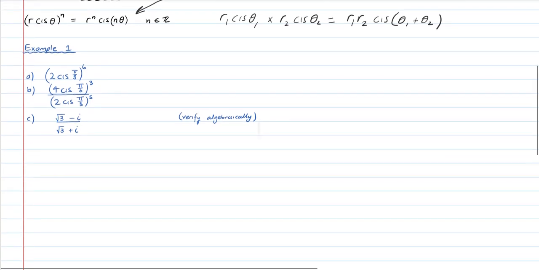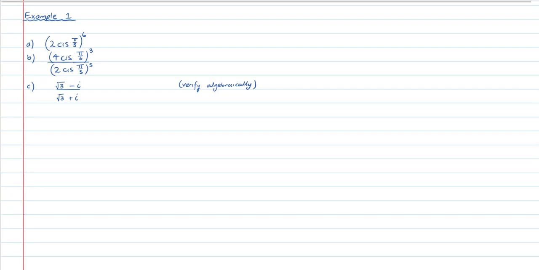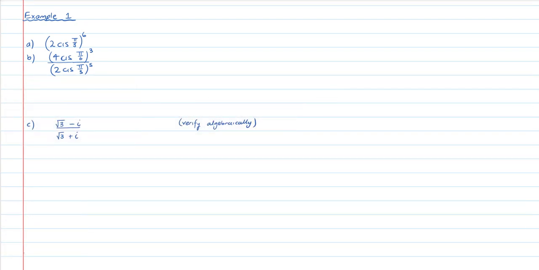Okay, so let's start with example 1. The first couple of parts of this example are pretty trivial. I'll create a little bit of space for part B, which will take a couple of steps, but part A doesn't take much. Part A is simply 2 to the power 6 cis 6 times pi on 3. And that's all we need to do. I'll simplify that. 2 to the power 6 is 64 cis, and this becomes 2 pi.